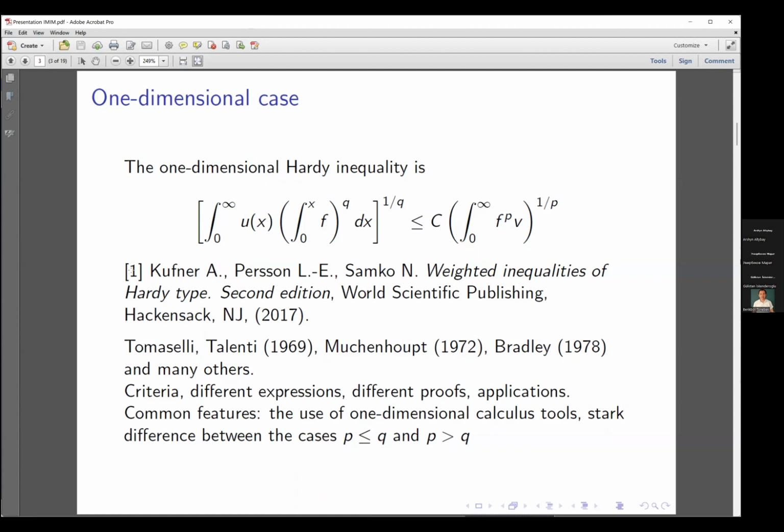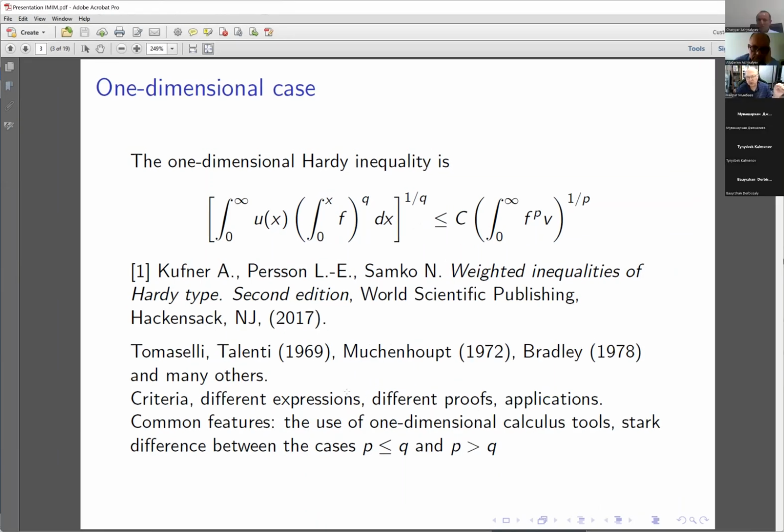The whole history is described in this book by Kufner, Persson, Samko. By the way, Kufner has been very active in this area. He wrote at least three books and several papers. So the multidimensional results were obtained much later, in 1996. And the question is, what have people been doing for almost a quarter of a century, around 25 years. The criteria were the same, but they obtained different expressions, necessary and sufficient for this inequality to hold. And then they provided different proofs, and there were several applications. In particular, here in Kazakhstan, Mukhtar Tilbaevich was the first to apply this kind of inequality.